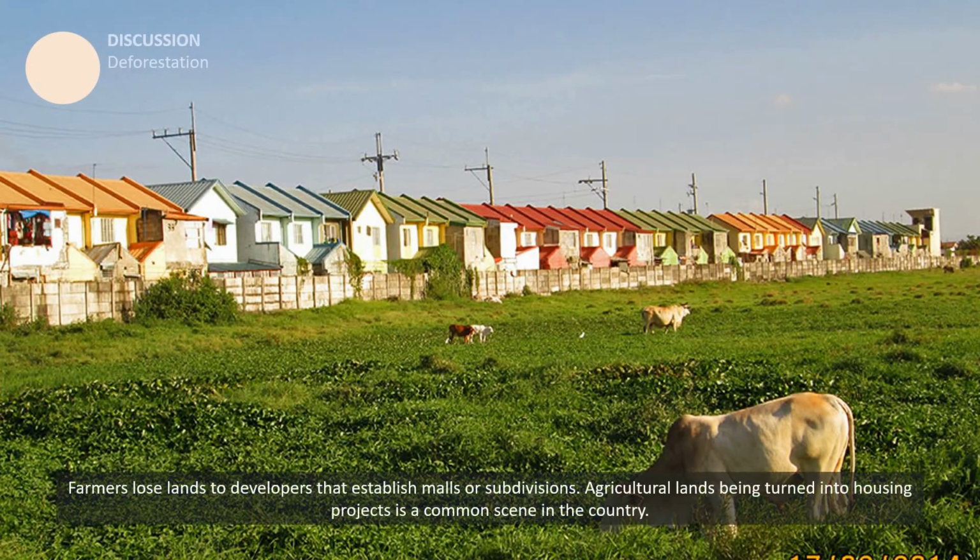The next cause of deforestation is turning agricultural lands into commercial projects. Farmers lose lands to developers that establish malls or subdivisions. Agricultural lands being turned into housing projects is a common scene in the country. Maybe you may say, oh, this is a social issue. Actually, we are not trying to say that turning these agricultural lands into commercial lands is purely a bad thing. There are instances when it really needs to be turned into commercial land because the soil may no longer be tillable, or for whatever reason, maybe even the farmers agree.